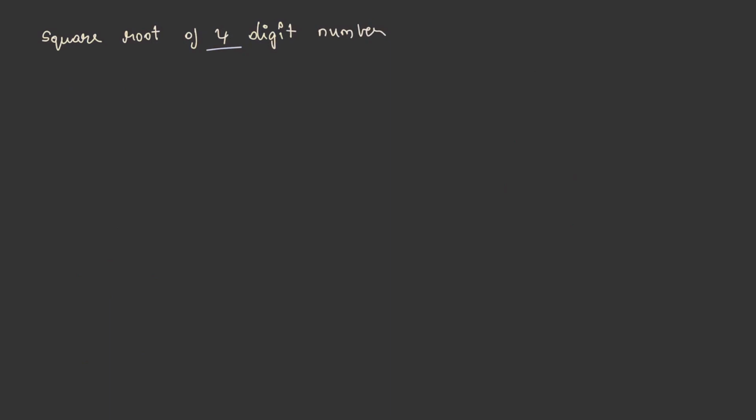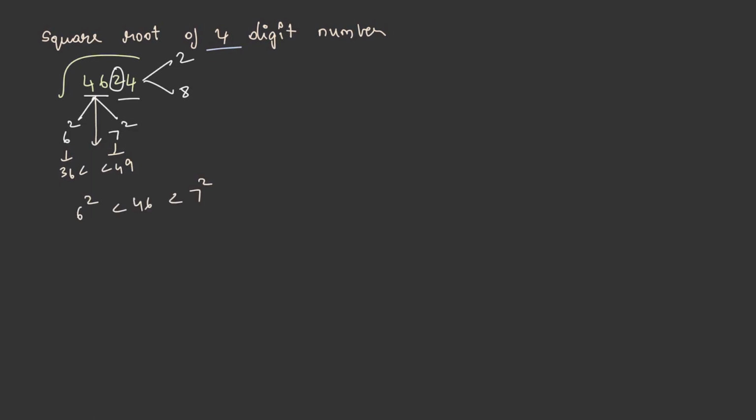For suppose you are given a 4-digit number, that is 4624. How do you find the square root of this? 4 is in the units place for squares of 2 and 8. We shall neglect this value and we'll take the first two terms. 46 lies in between 6 square and 7 square respectively. 6 square is 36 and 7 square is 49. So 46 lies in between 36 and 49, isn't it? So the units digit of square root of 4624 is either 2 or 8.